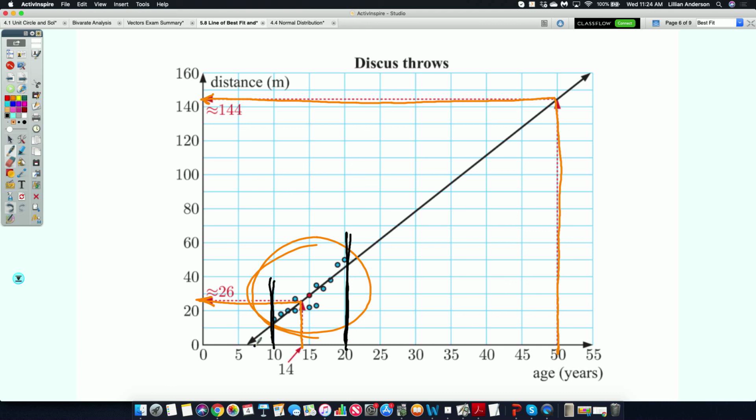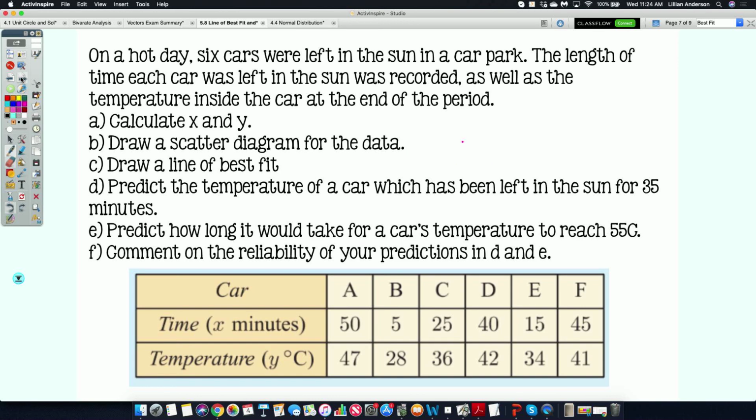This right here, if it's an 8-year-old, an 8-year-old should be able to throw 2, 3 meters, okay? A 6-year-old can't throw at all, so you tell me they can't even pick up a disc and throw it. You see what I'm saying? So within the points, good. Outside the points, not good. Inter, extra. Good? Okay. Let's look at an example.